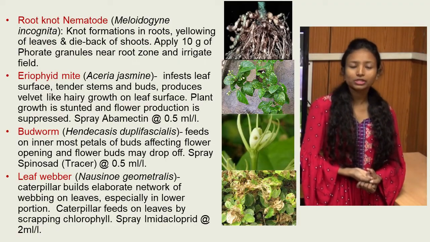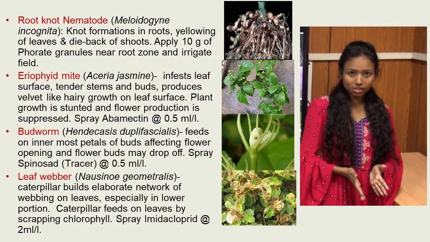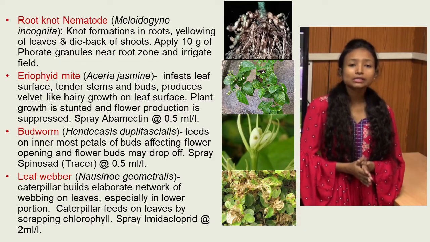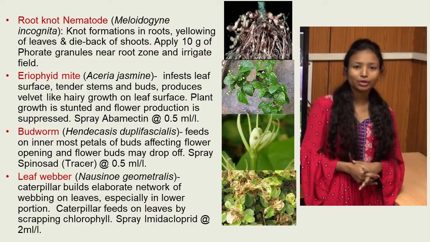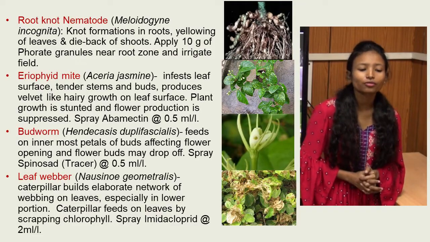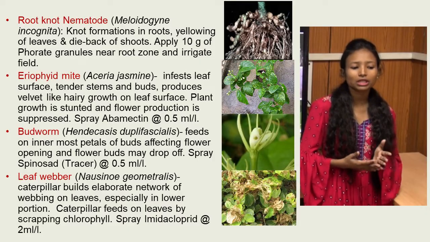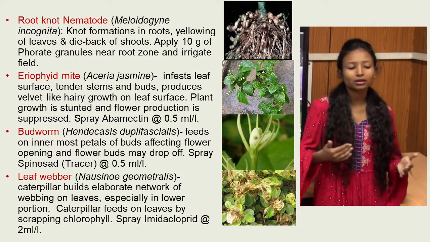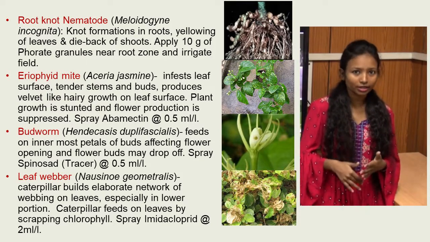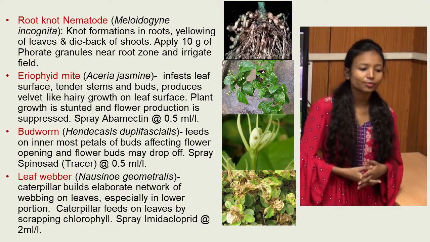First is the root knot nematode. This results in the formation of knots in roots, which leads to yellowing of the leaves and dieback of the shoots. It can be controlled by application of 10 grams of Furadan 3G granules near the root zone, and after the application of these granules, it needs to be irrigated so that this chemical can percolate into the soil and reach the different areas of the roots.